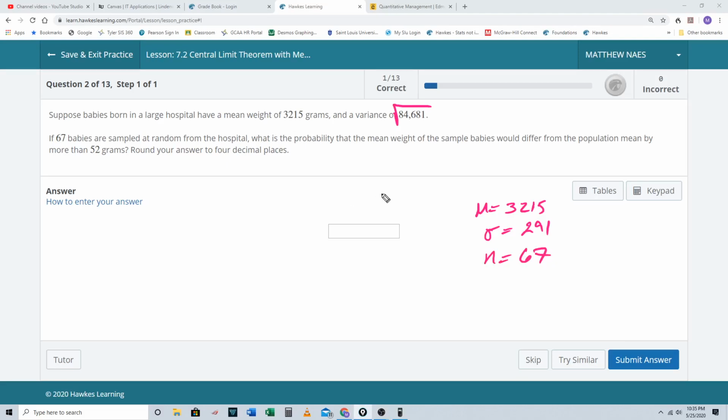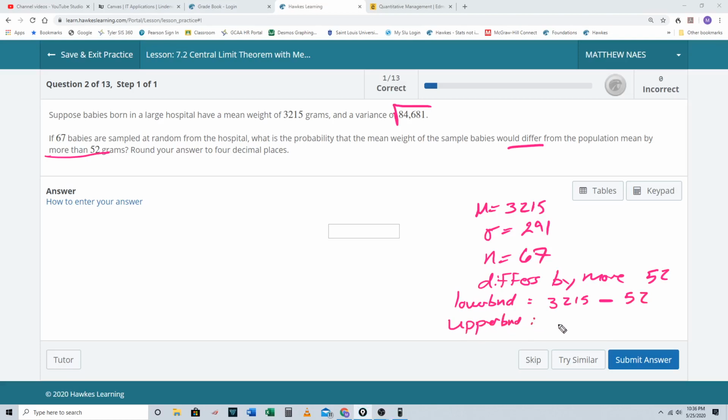What is the probability the mean would differ? So it differs by more than 52. Differs by more means we are going to do my lower bound, which is mu, 3215 minus 52, and my upper bound is 3215 plus 52. So put all this in the calculator, and don't forget, because it says differs by more, there's one more step.